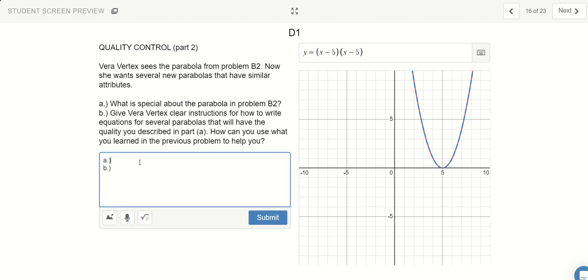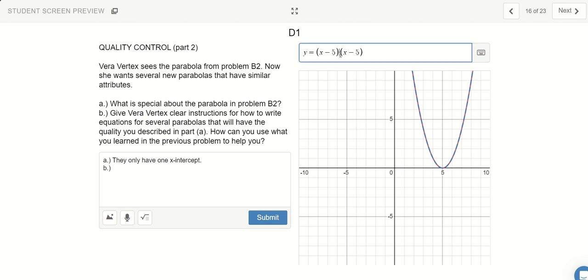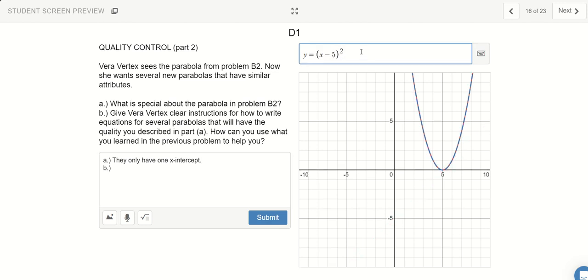So what's special about the previous parabolas? They only have one x-intercept. Another thing neat about this, notice that we're multiplying the same thing with itself. So technically, we could write this as x minus 5 squared. We're multiplying with itself, where the only answer that would work would be 5. Because only when I plug in 5 would it solve the parabola.